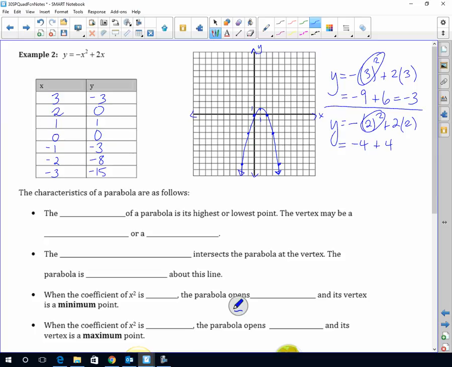Oh yeah? Okay, so here's some characteristics about parabolas. The blank of a parabola is the highest or lowest. It's called the vertex. The vertex may be, if it's a highest point, what do we refer to it as? What would that be? The highest point. Starts with an M. Maximum. And in the previous example, that went to a low point. What do you think that would be called? A minimum.